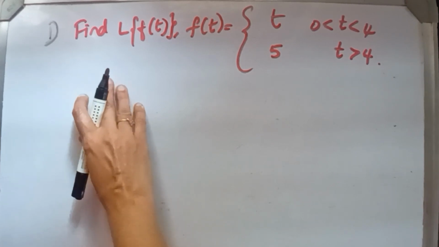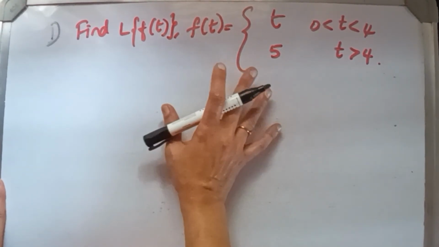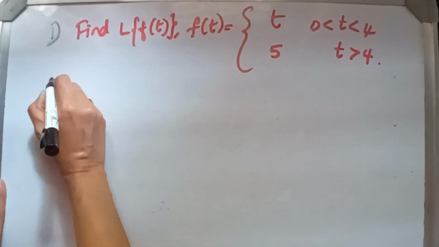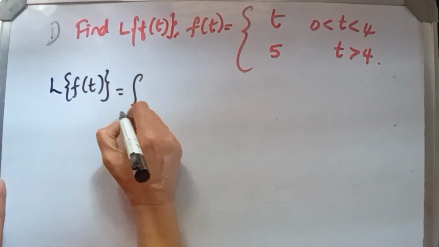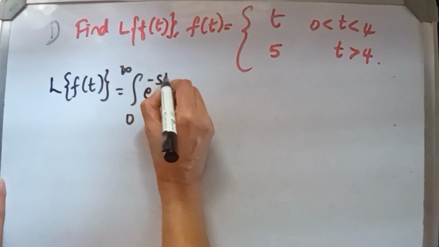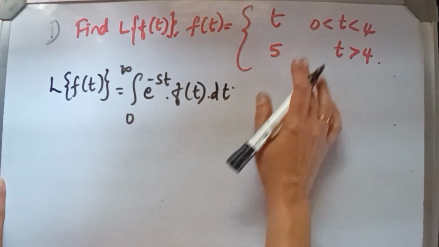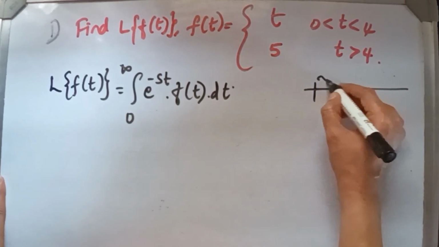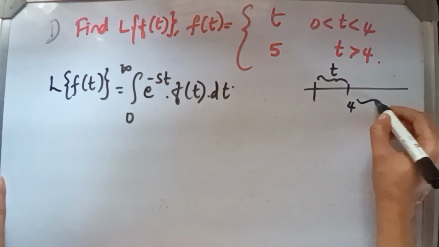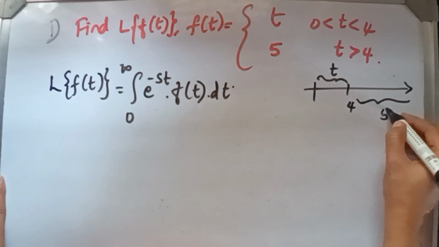Now see here the first problem. Find the Laplace transform of this function. This is solved using the definition of Laplace transform. The definition of Laplace transform is integral from 0 to infinity e power minus st into f of t into dt. Now the function has two different values. From 0 to 4 it has the value t. From 4 onwards, for all values t greater than 4, the function is 5.